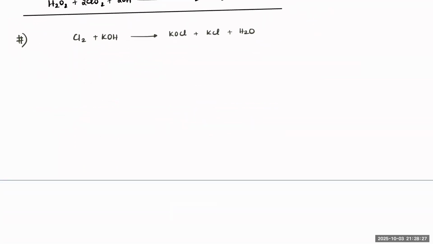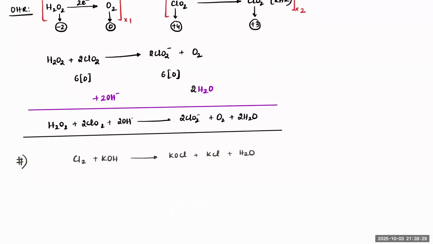See the next one. Cl2 in the presence of basic medium is giving KOCl, KCl and H2O. So first let me write the ionic form of it.